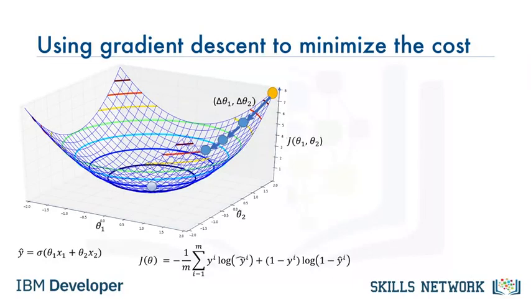In which direction should we take these steps to make sure we descend? And how big should the steps be? To find the direction and size of these steps, in other words, to find how to update the parameters, you should calculate the gradient of the cost function at that point.